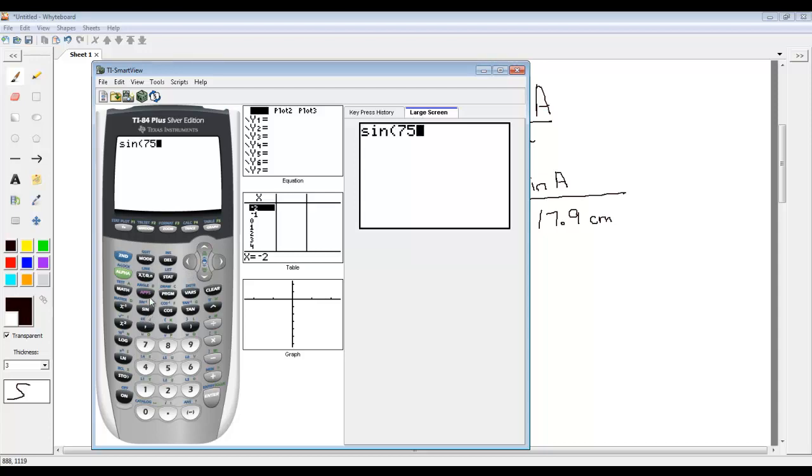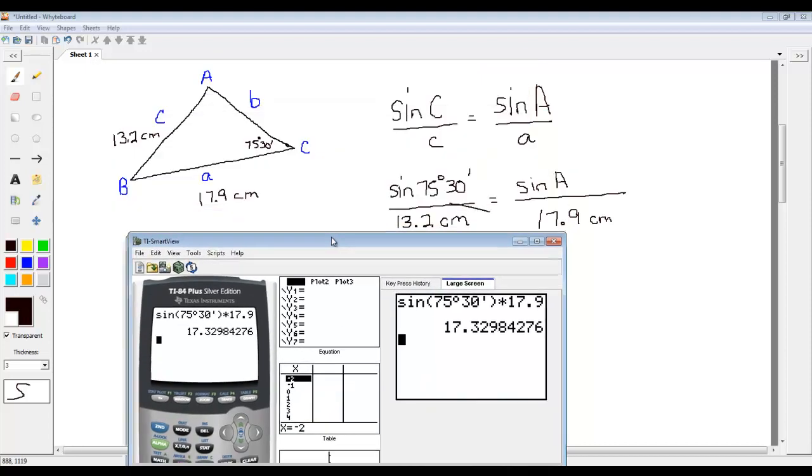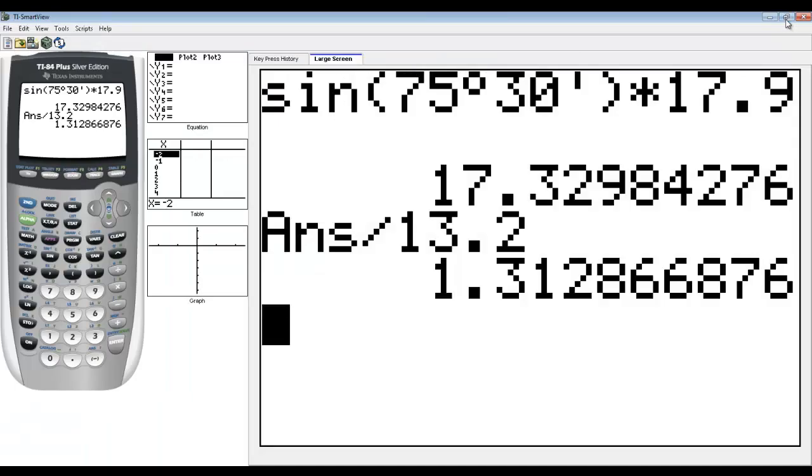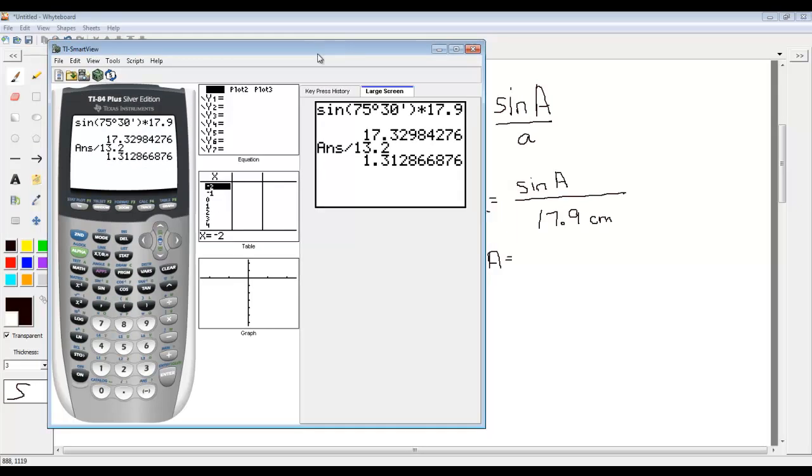Sine of 75 degrees. This thing's really sensitive sometimes. And 30 minutes. And then I was multiplying by 17.9 centimeters, and then dividing by 13.2 centimeters. And I get this. Sine of A is about 1.313.